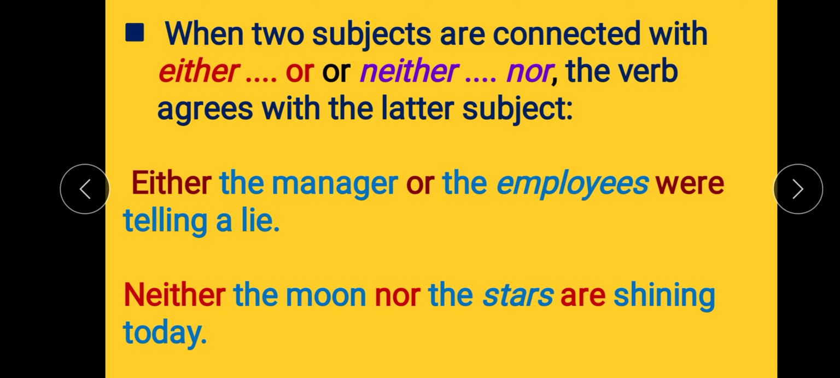Next sentence, neither the moon nor the stars are shining today. Again here, see, the latter subject is in plural number, that's why we have used are. If it would be in singular number, then we would use a singular verb here.